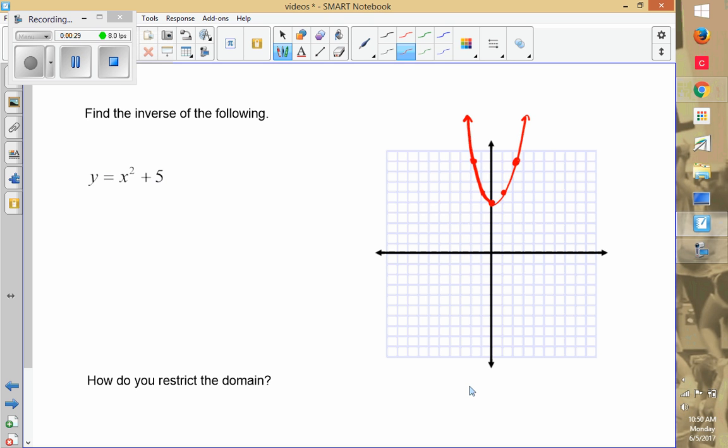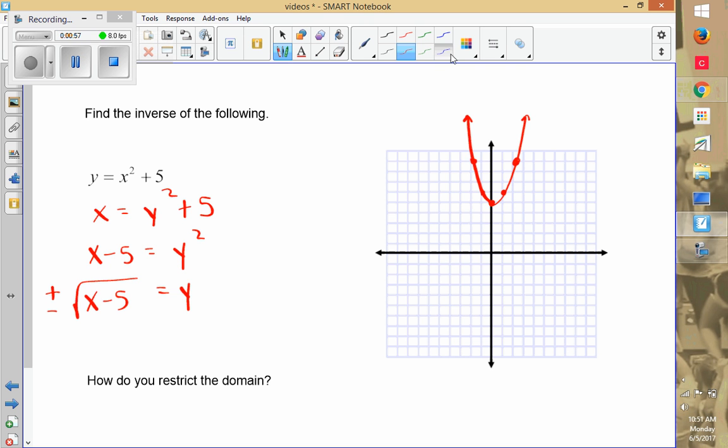If I were to go and switch x and y and solve for the inverse, I end up with x minus 5 equals y squared, and y equals the square root of x minus 5. However, both a positive and a negative of the square root of x minus 5 would be needed.